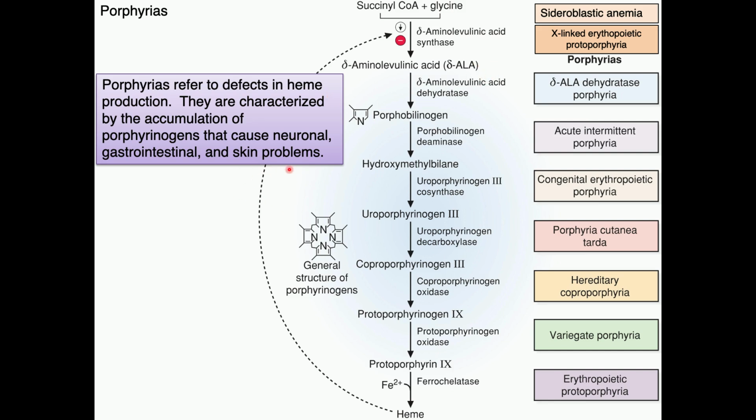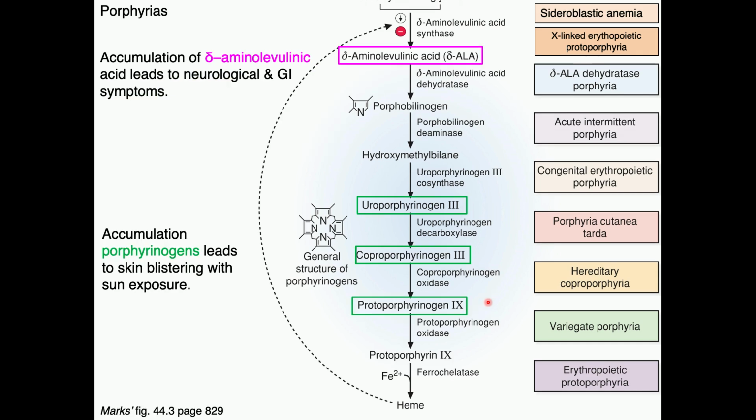Skin problems, and the major skin problem is blistering in areas of the skin that are exposed to sun. Those are caused by the accumulation of these porphyrinogens. Okay, so you can use just the symptom profile of a patient as to whether they have GI symptoms or skin symptoms or both to kind of somewhat deduce where in the pathway the issue is. Okay, and I think that is shown here.